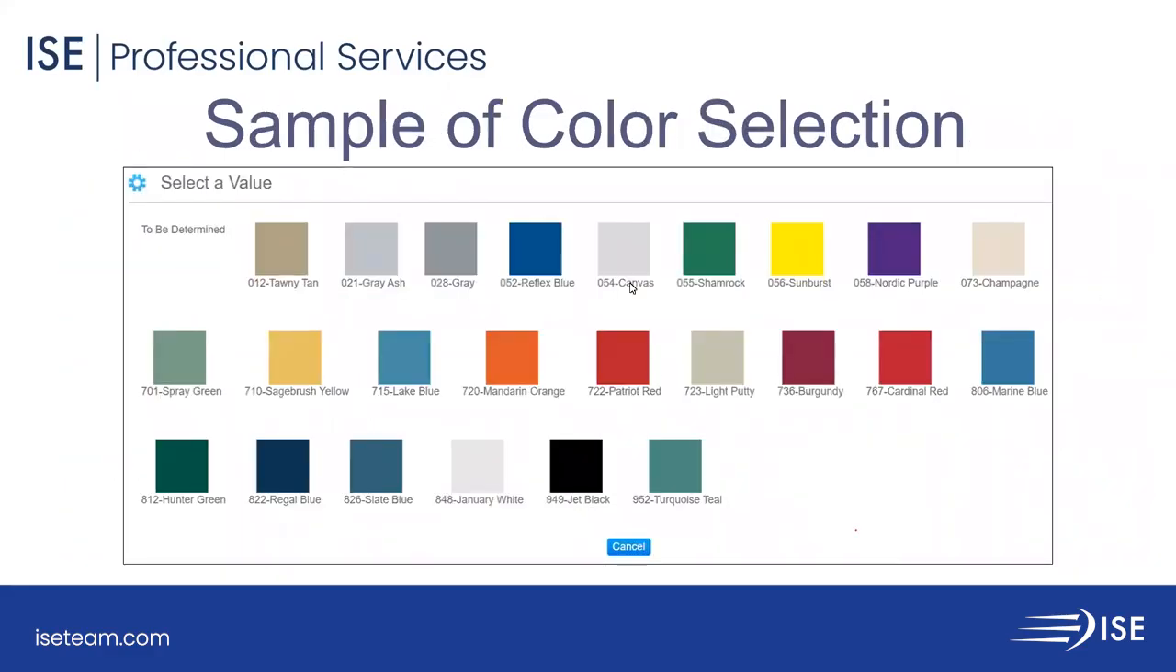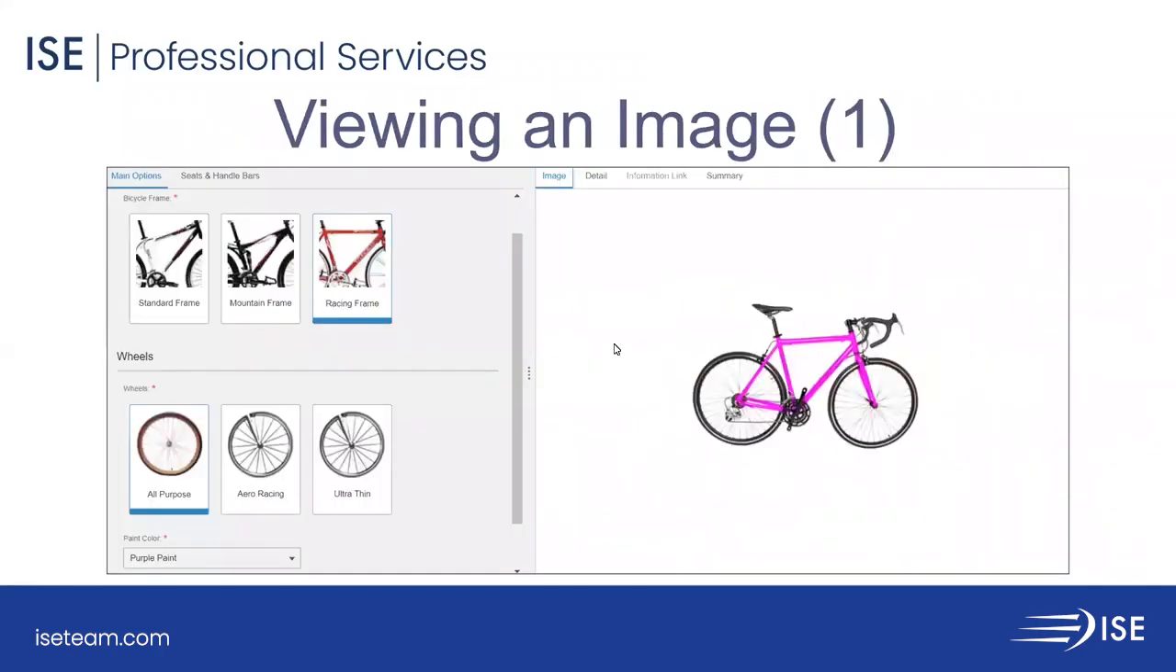So here's an example of color selection. You click on the color and it records your response. It knows what color you want. Okay, you get to view images if you set the images up. So if you have images of your products, you can upload those to CPQ or load those to CPQ if it's on premise. And this image can change dynamically if you want it to, and you're set up that way.